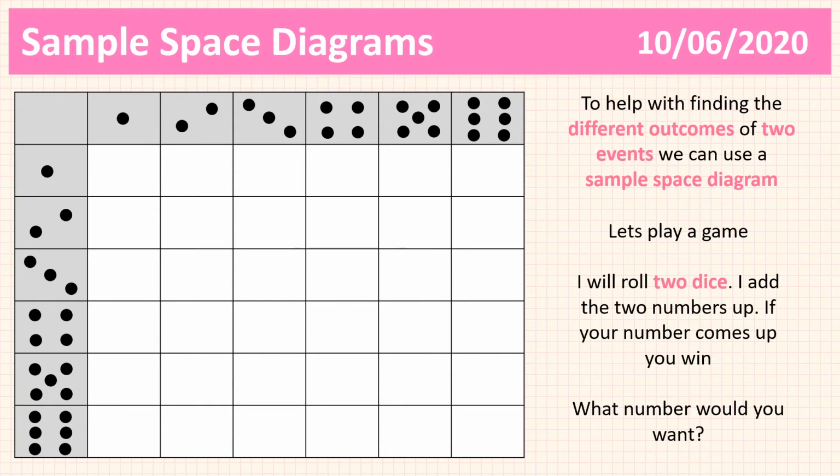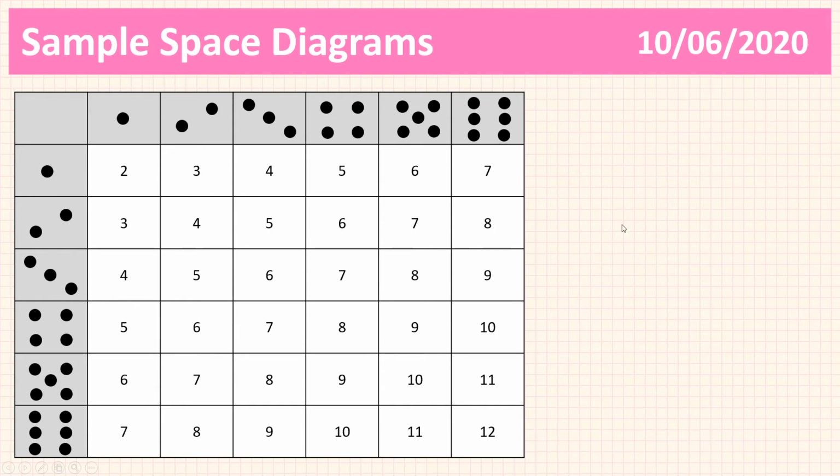Okay, so the first thing we're going to do is populate this table. And the way we're going to do it is we know we're adding the 2 numbers together on our dice. So I'm going to add 1 and 1, which gives me 2. 1 and 2 gives me 3. 1 and 3 gives me 4, so on and so forth. So if you populate this table, this is what it looks like.